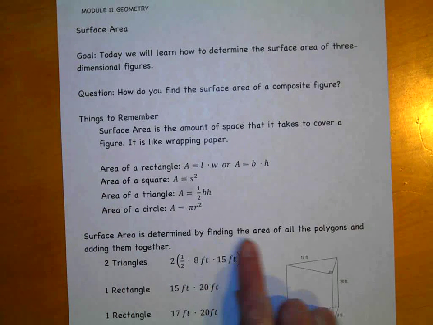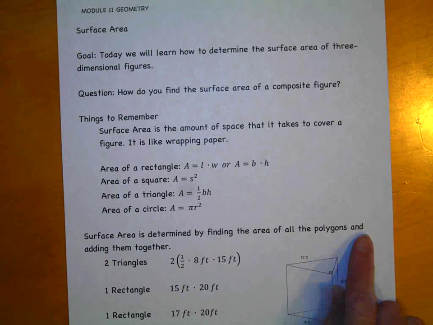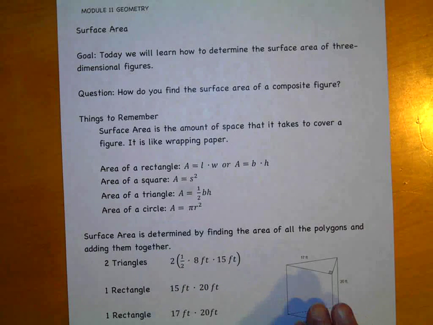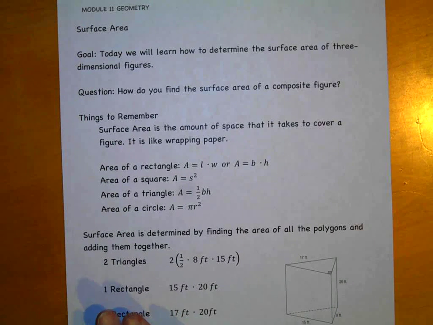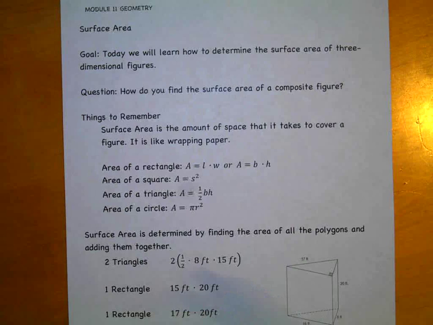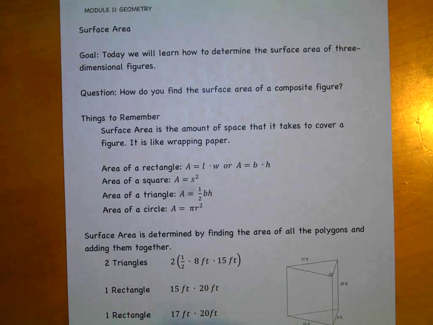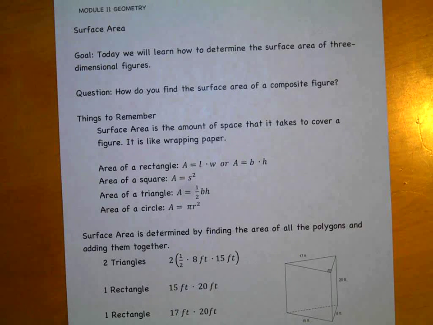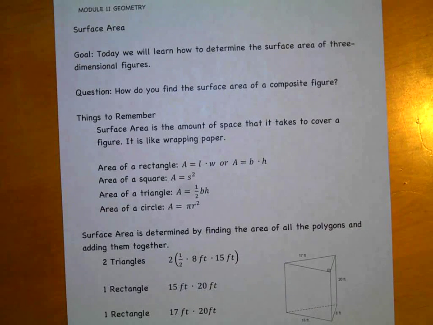Surface area is determined by finding the area of all the polygons and adding them together. So it's very, very similar to composite figures. Okay, the biggest difference is that you're doing a three-dimensional figure in this lesson, whereas in the past we were only doing two-dimensional, so they were flat. Now three-dimensional means that they have depth. So in this picture, the first thing that I always do when I'm trying to find surface area is I identify all of the surfaces that I'm dealing with.